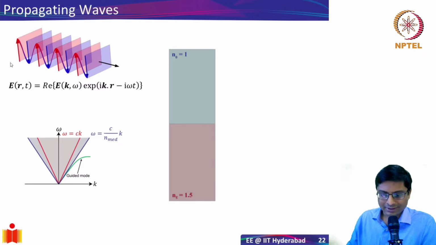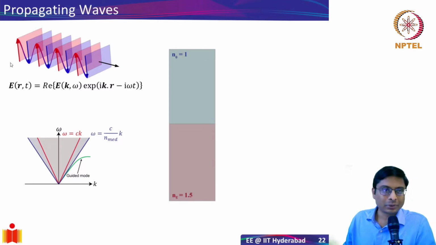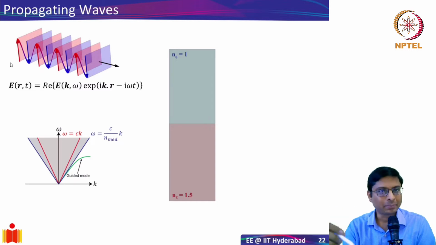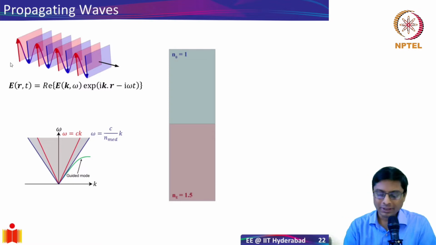So let's get started. First of all, let us look at a plane wave. We've already considered plane waves. Plane waves are electromagnetic waves wherein, in the plane perpendicular to the direction of propagation, the phase is constant. So as the wave propagates, you have these alternating phase fronts that can be seen, right?